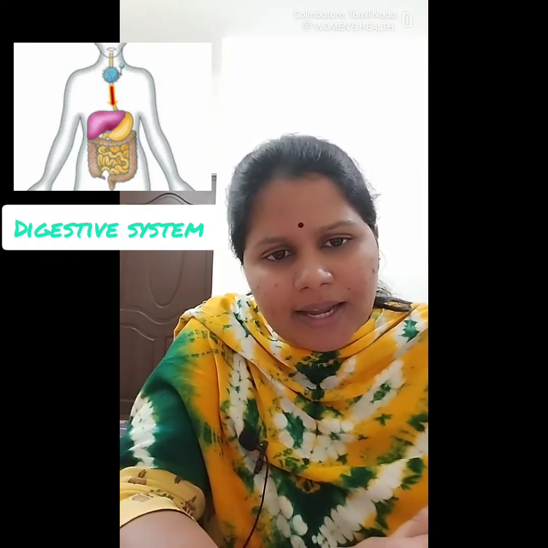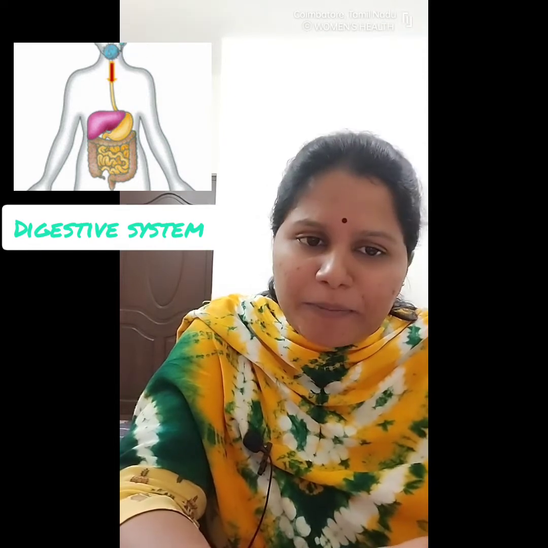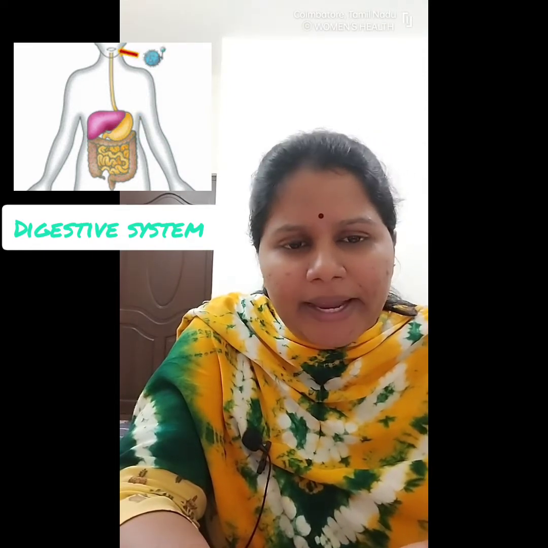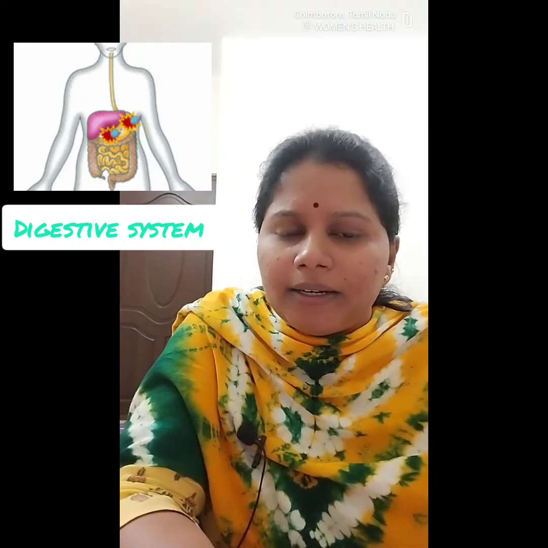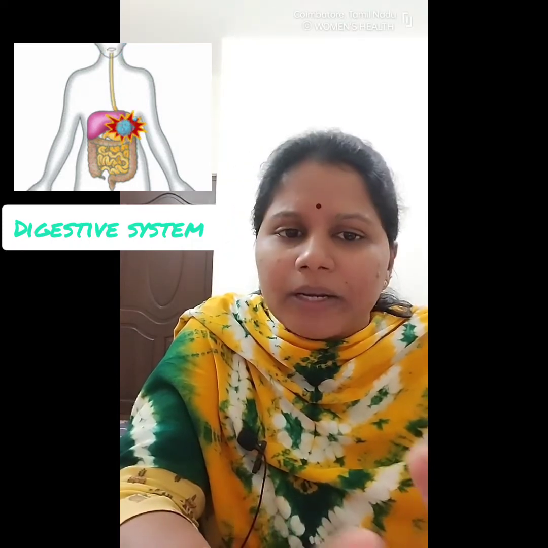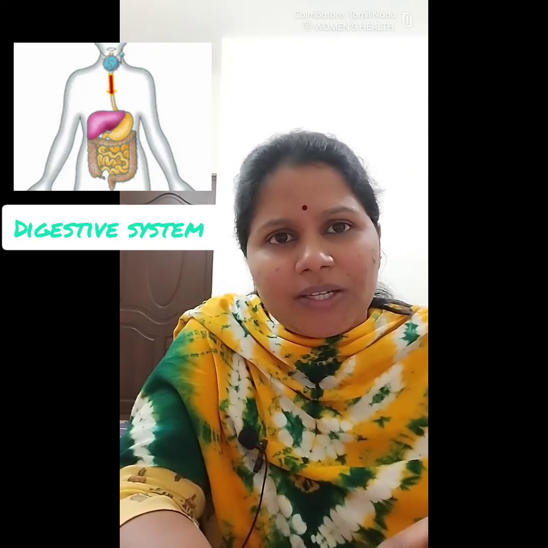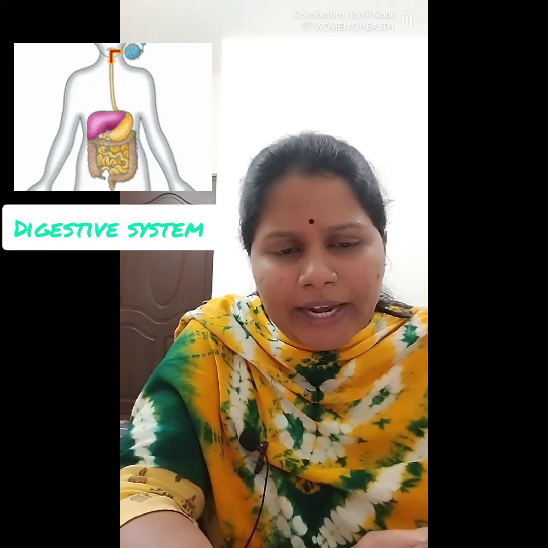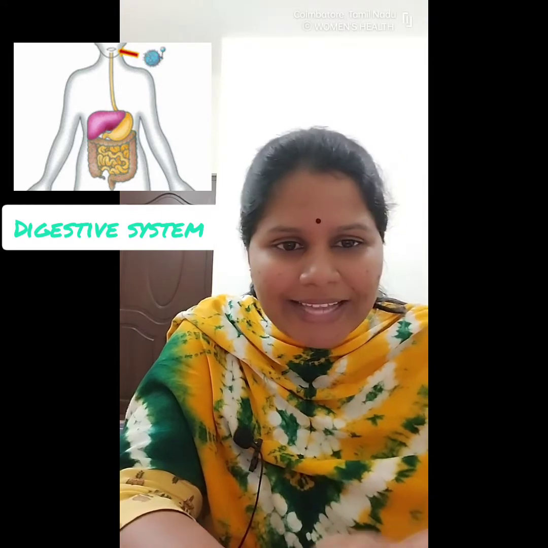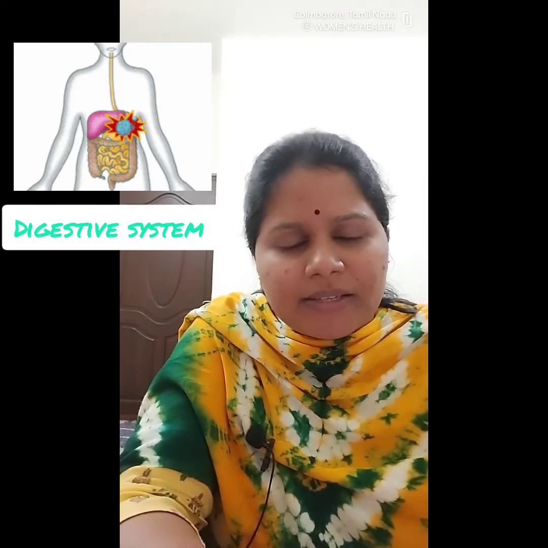The liver is the largest organ, located in the right upper quadrant of the abdomen. It secretes bile, which is stored in the gallbladder, which is attached to the liver. Then we have the pancreas, which produces insulin, pancreatic juice and glucagon kind of enzymes. That is enough for you. Then we talk about the medical terminologies related to the digestive tract.